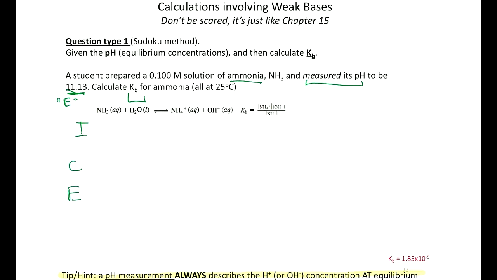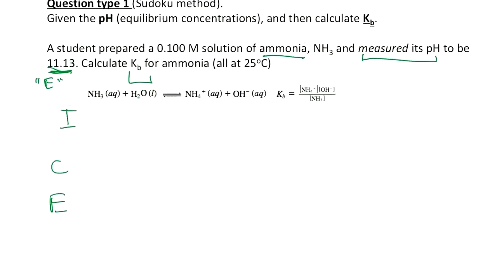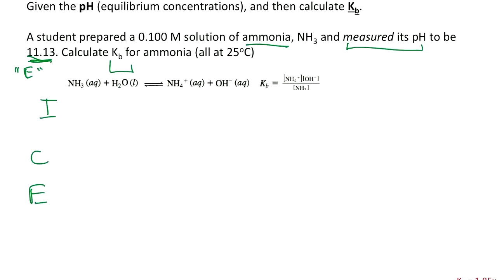What I want to emphasize, and I already wrote it in this question, is this expression. Ammonia is a base. We are calculating Kb. So I should write the Kb expression for ammonia. It's ammonia plus water gives us the conjugate acid and hydroxide. So this is a Kb expression, and I have the formula over there in the corner.